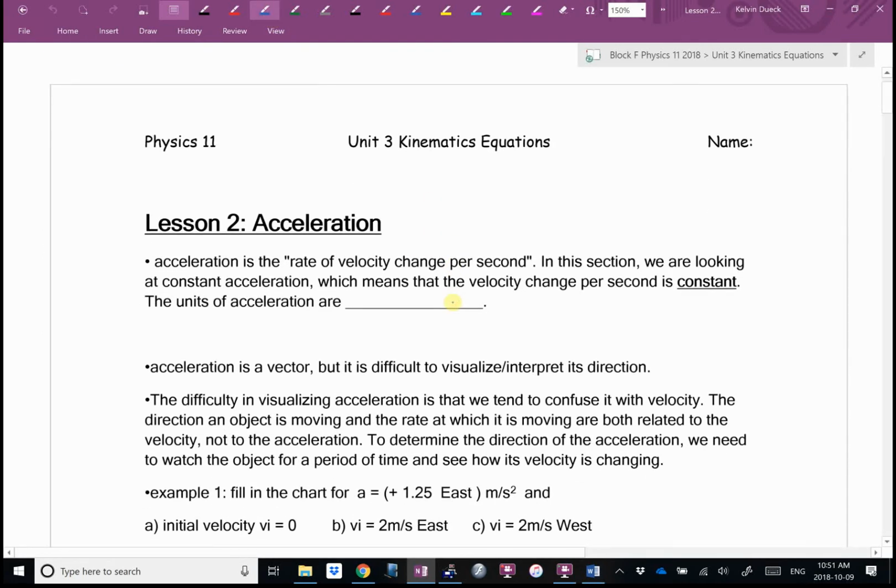Acceleration is defined. Acceleration is how fast your velocity is changing or how fast your speed is changing. Don't underline this, I'm just going to say it's the rate of velocity change per second. What the heck does that mean?